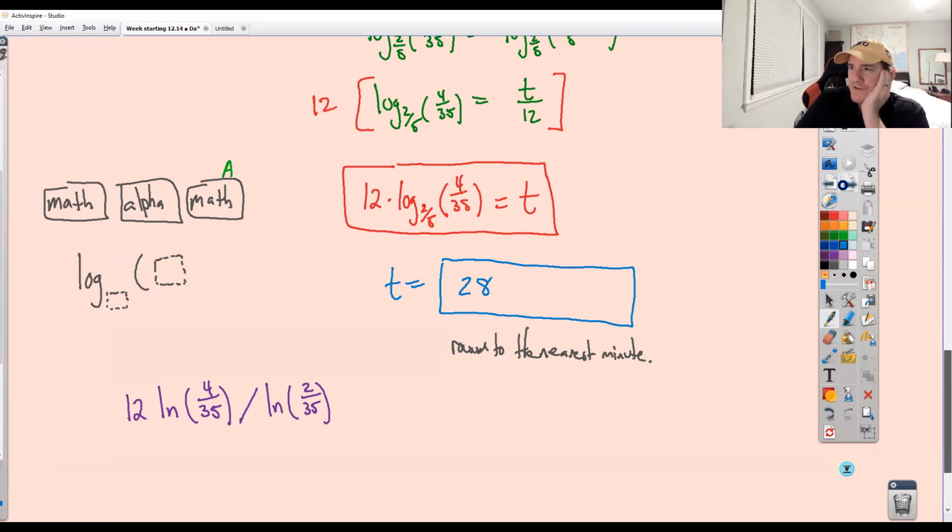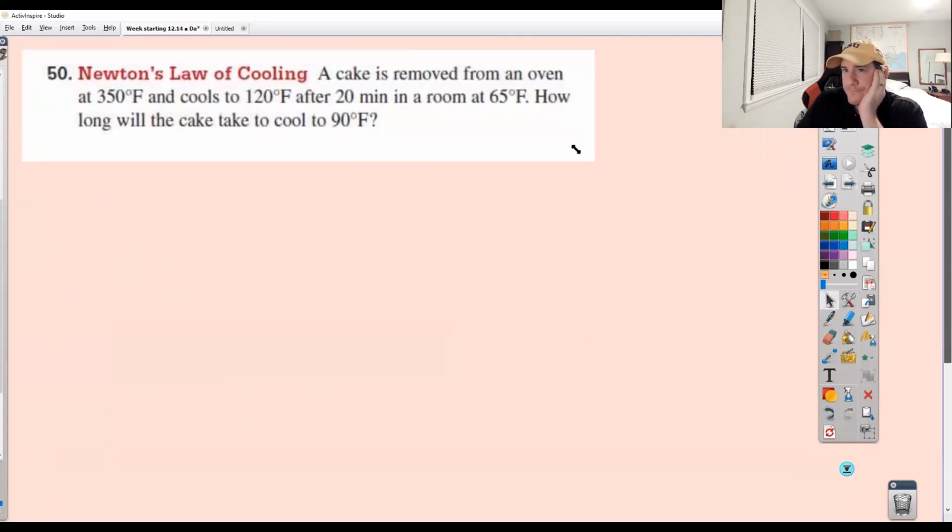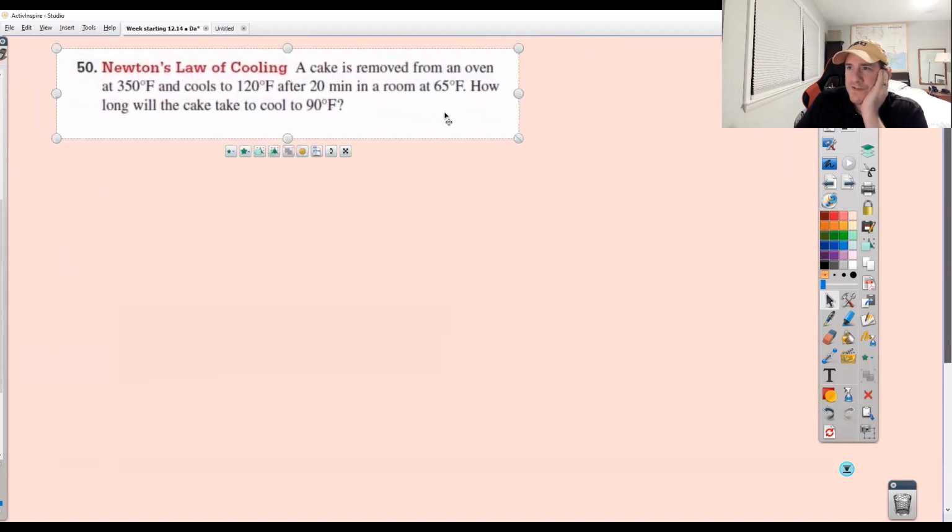That's probably all you need, but I said I would do all of them, so here I go. This one's about a cake. You can see that it's identical. So the cake's removed from an oven. There's your initial temp. It cools to 120 after 20 minutes. There's your ordered pair, your data point that's going to allow you to solve for K. In a room that's 65 degrees Fahrenheit, there's your ambient temperature, T sub A. How long will the cake take to cool to 90? There's your T of T for the T that you're trying to solve for. So I'm going to run through all these steps again, ideally as fast as I can, see if I can make this quick.